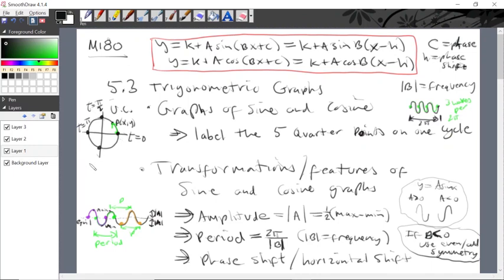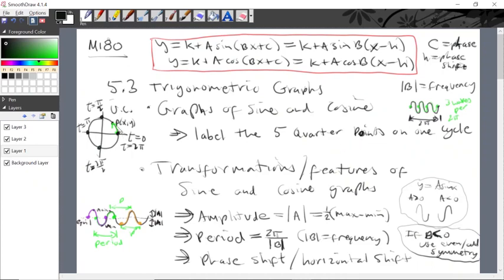Quarter point 4 would be found when t is equal to 3 pi over 2. And quarter point 5 would be found when we complete the cycle and get back to the starting position again. So that would be a total of 5 quarter points on one complete cycle. Each quarter point is therefore going to be separated from the last one by a quarter of a period.